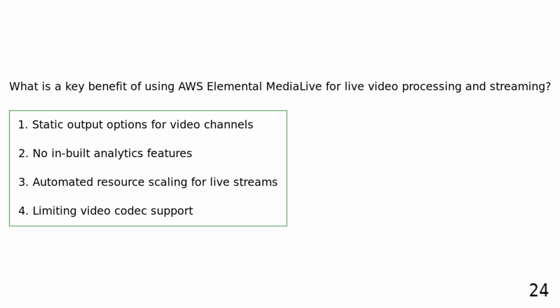What is a key benefit of using AWS Elemental MediaLive for live video processing and streaming? Static output options for video channels. No inbuilt analytics features. Automated resource scaling for live streams. Limiting video codec support.